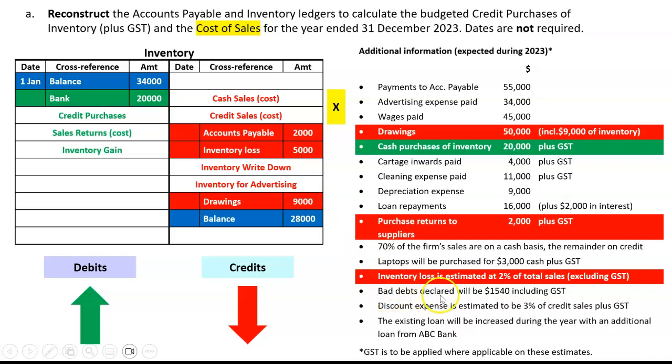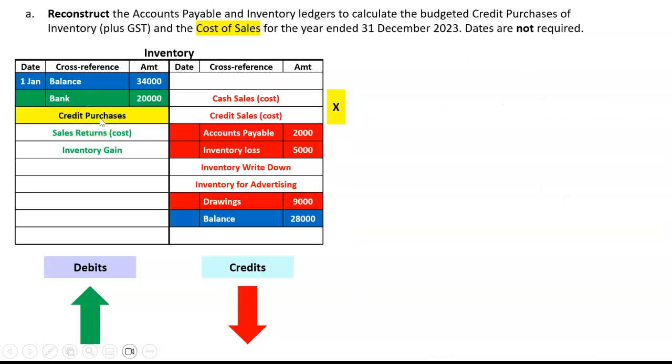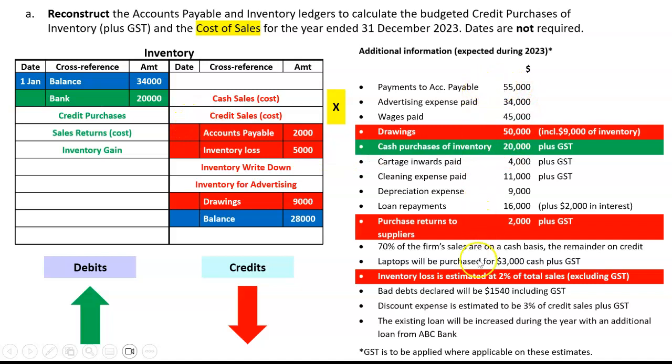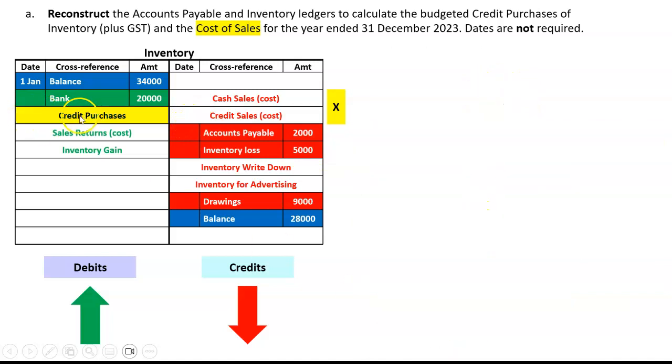I got some bad debts. Well, bad debts, no, I don't need that here. Discount expense, no, and a loan, and I'm done. So that's everything we need, sort of. Credit purchases. There were actually some credit purchases of inventory, but if you just go back, that's not here. How do I get that?